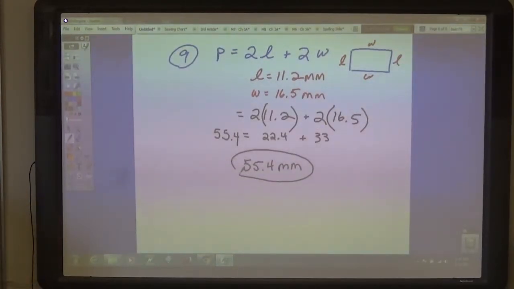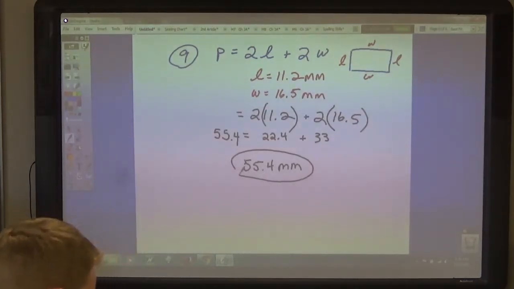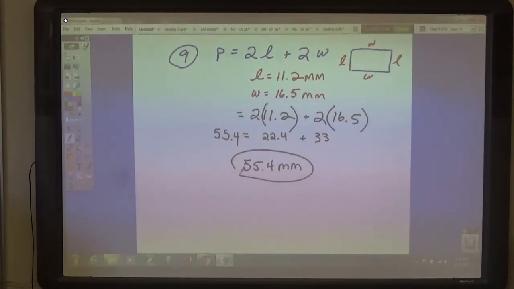Okay. So you have to know how to use those 3 formulas. Okay. We need to draw L's like that.